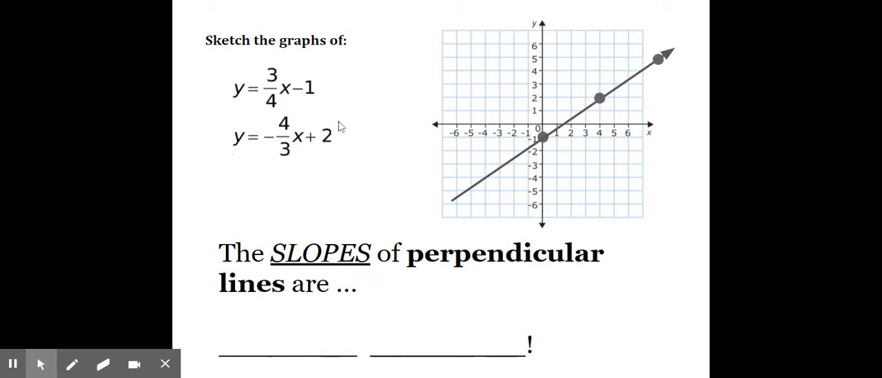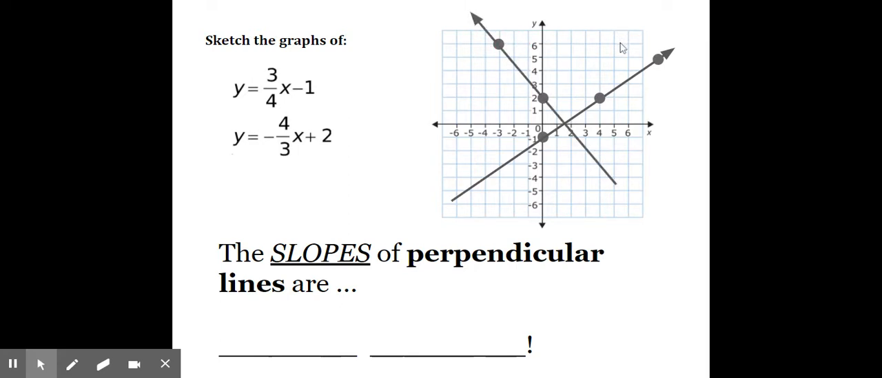Okay, we're going to go to the next line. Now we have a y-intercept at 2, so go ahead and plot a point at 2. Okay, the slope now is negative. We're going to rise 4 and run 3 to the left. So I'm going to rise up 4 and 3 to the left because it's a negative slope. Make a point, and we'll just draw a line clear across the coordinate plane.